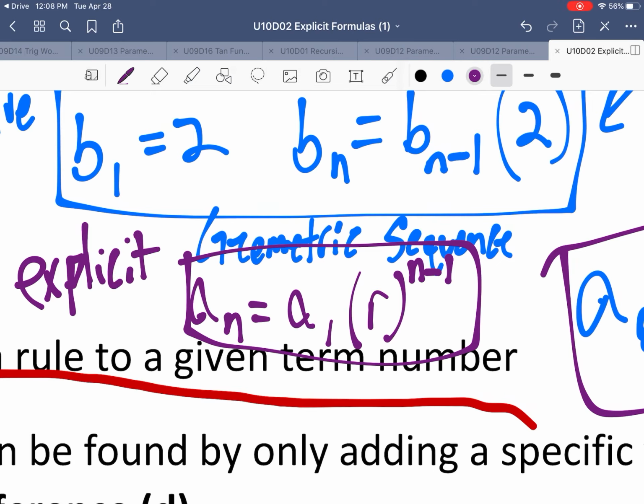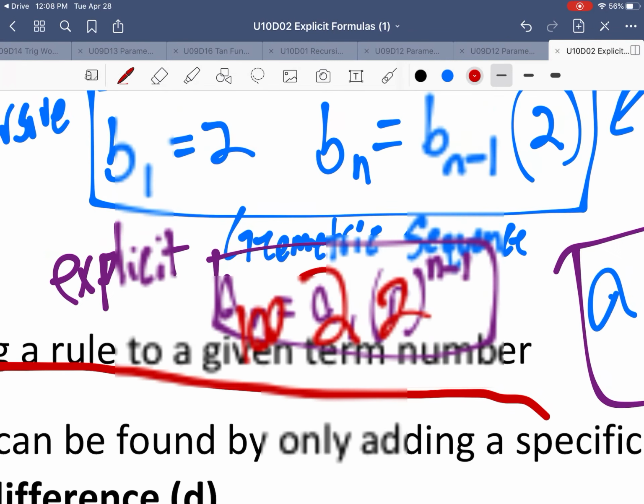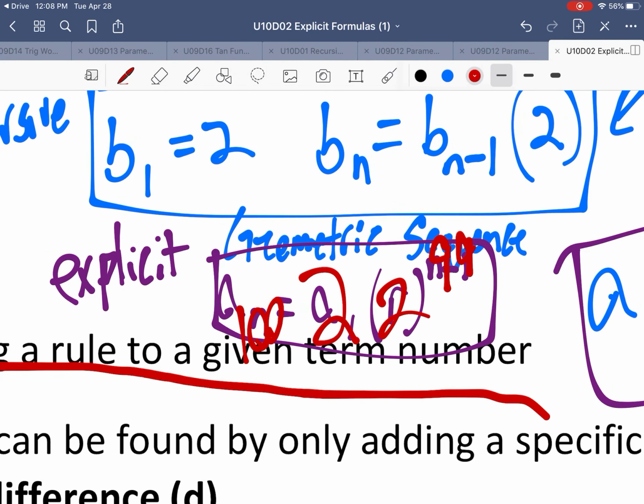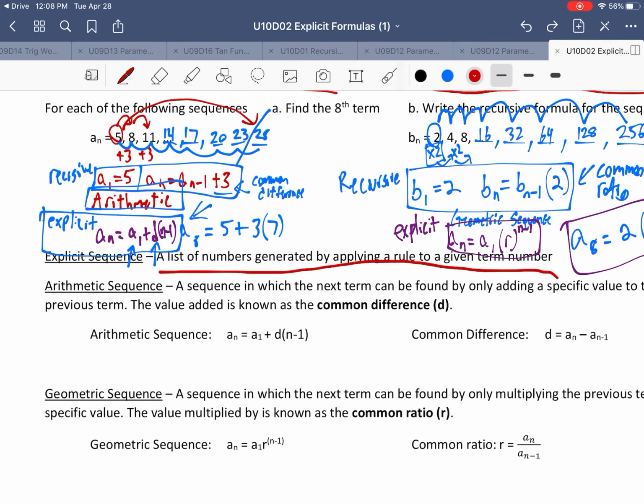For a geometric sequence, I need to know where I'm starting. So in this case, if I wanted to find the 100th term, I would need to know my first term, which is 2, and multiply 2 by 2, the common ratio, 99 times. So I start at the first term, so I don't need to multiply 1 time. So 99 times is every time except for 1 time. And we could say that this formula would work for any term in this sequence.